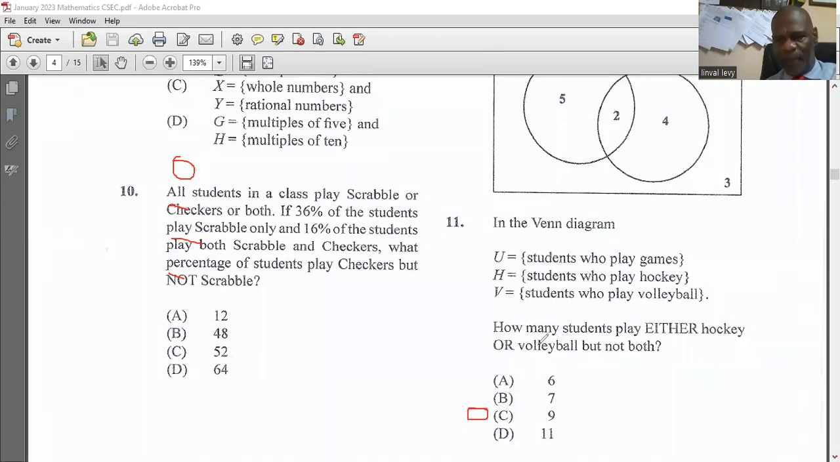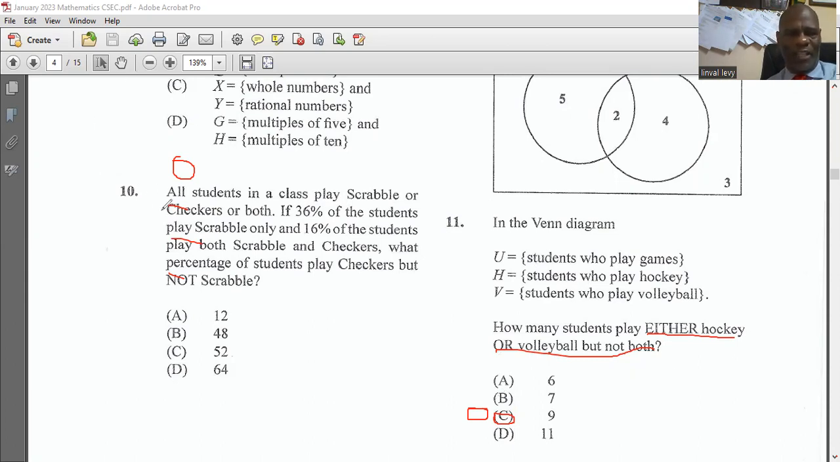Let's say they play either hockey or volleyball, but not both. So you add these together, so you have 5 and 4 is 9. The answer would be 9. Not 6. I don't know how they get 6. Not 7. I'm not sure how they get the 7. I guess they add these 2. And it's not 11. So 5 and 2 is 7, and 4 is 11. It's not 11. So it's 9.